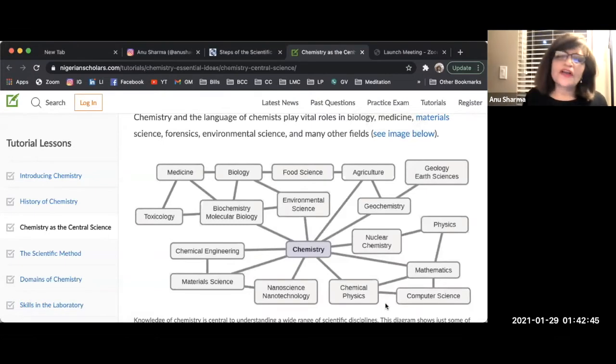Okay, so first of all, chemistry gets its knowledge from a number of other disciplines. So as you can see on the screen, that chemistry being a central science is connected with all these other sciences: environmental science, biochemistry, chemical engineering, material science, nanoscience, chemical physics, nuclear chemistry, geochemistry, food chemistry, biology, medicine, agriculture, earth sciences, physics, mathematics, computer, chemical sciences, and so forth. So all these disciplines contribute to the understanding of matter, which is punched up into this discipline of chemistry.